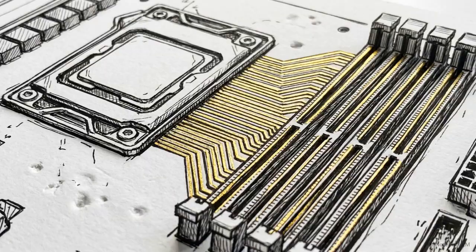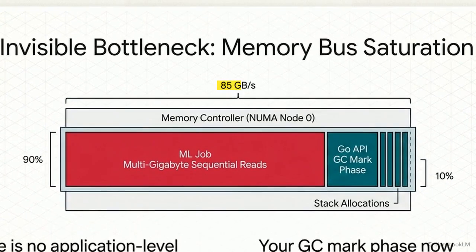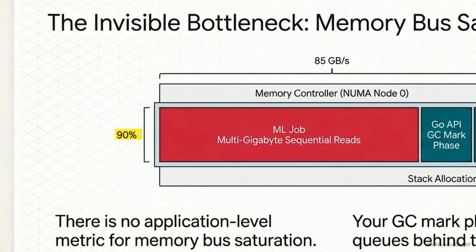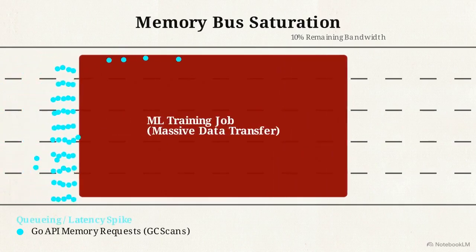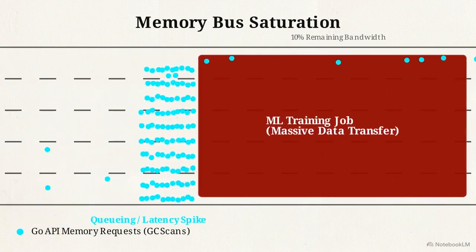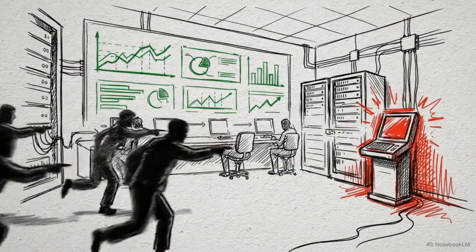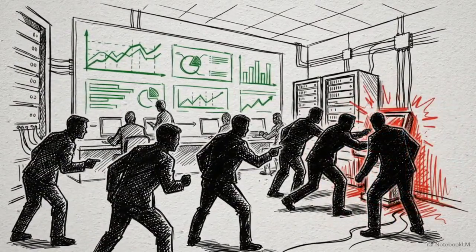The final invisible bottleneck sits between the processor die and the physical DRAM sticks, the memory controller. This representation shows the ML jobs saturating the memory bus. A dual-channel server processor has roughly 85 gigabytes per second of bandwidth. A neighbor iterating through multi-gigabyte training batches can consume up to 90% of that capacity. When the bus is saturated, every memory-intensive operation your API attempts, specifically the sequential reads required for garbage collection, is forced to queue up behind the neighbor's massive data transfers. Extreme data transfers inflate latency across the entire node's architecture without ever triggering a standard CPU utilization alarm.